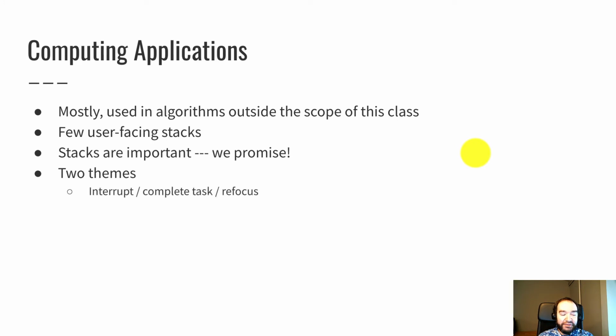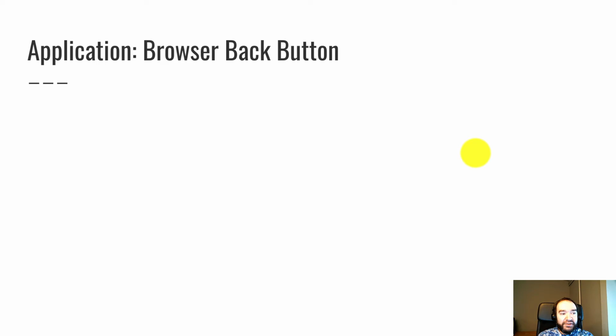One is that kind of task tracking with an interruption and refocusing corresponding to pushing and popping that I outlined a moment ago. And the other is a feature that just naturally uses the last in, first out ordering. The first example is one of those that naturally corresponds to the last in, first out ordering. That's the back button on a browser.